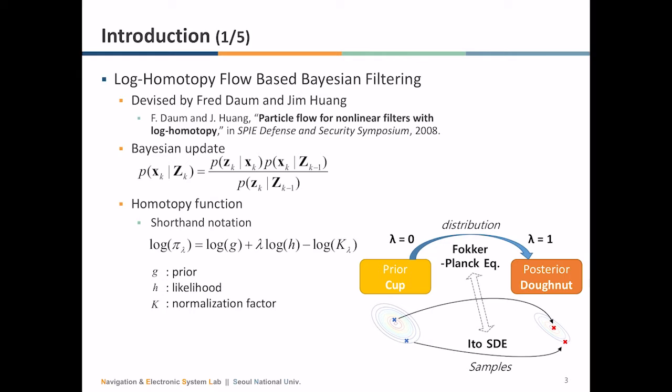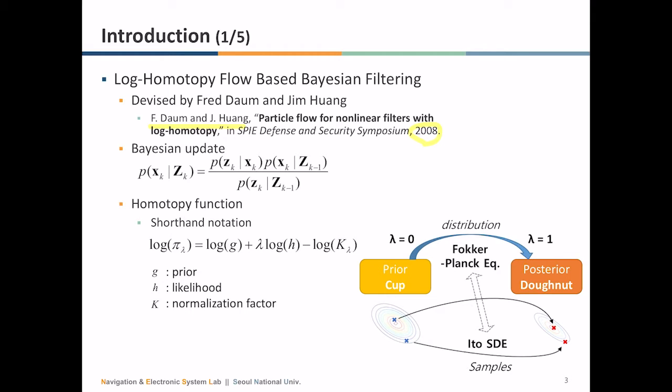In 2008, Fred Daum and Jim Huang presented a new perspective framework called particle flow for nonlinear filters with log homotopy. This is a kind of weightless particle filter that performs a Bayesian update by constructing a homotopy function that changes from a prior density to a posterior density.